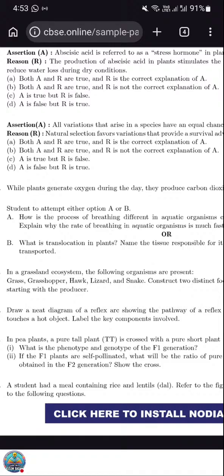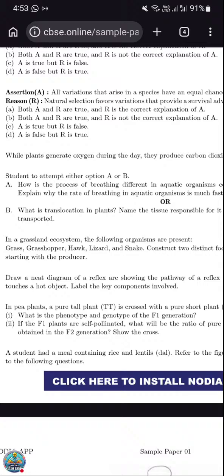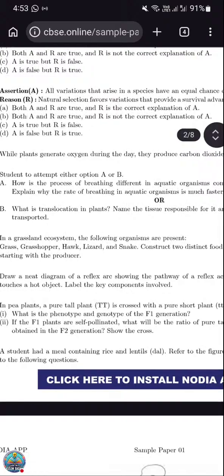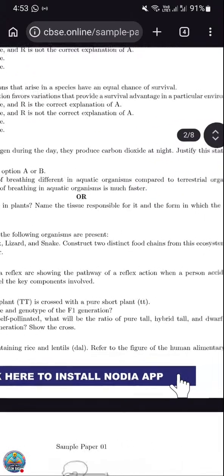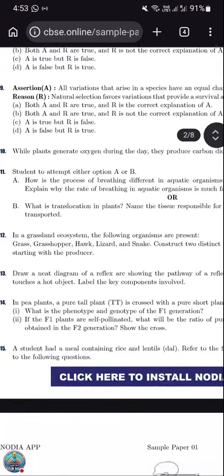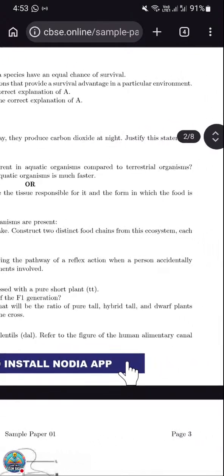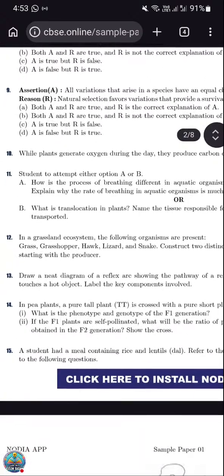Clear now? Next question: what is translocation in plants? Most probably everyone knows, as you all are good in your science part. What is translocation in plants? Name the tissue responsible for it and the form in which the food is transported. Translocation: photosynthetic food is transferred via phloem to all the parts of the body. Transport to all body parts of the plant is called translocation. Name the tissue: phloem is responsible for the translocation. Okay, next question.